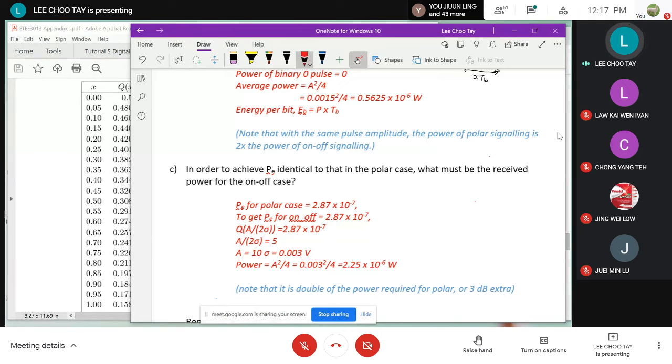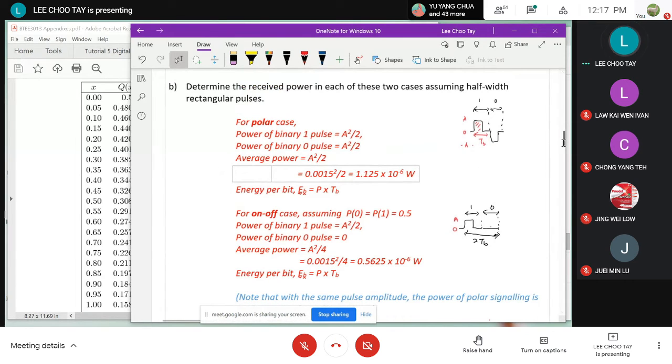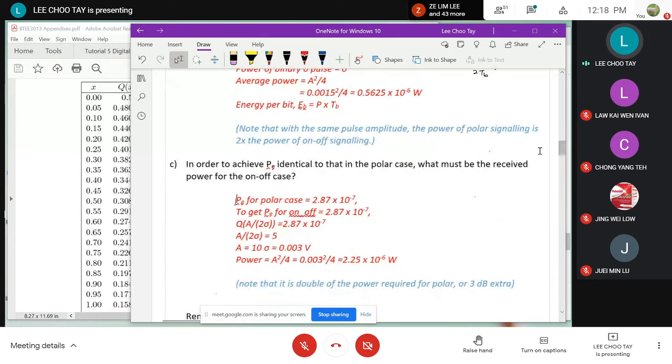And if you look at the polar case, it is 1.125, isn't it? So we can conclude that the power required for on-off keying is double the power required for polar to achieve the same probability of error. Or in terms of dB, it's 3 dB extra. So this proves that the theory we learned in the lecture is correct. To get the same probability of error, on-off signaling needs to be sent with 2 times the power of polar signaling. 2 times in dB means 3 dB extra.